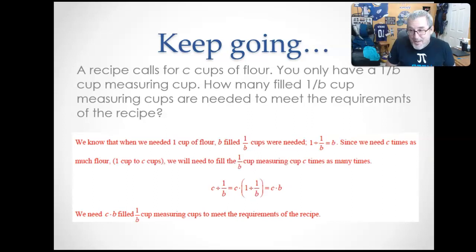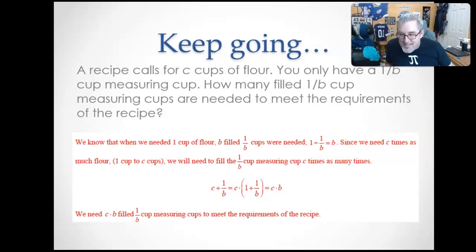So in general, a recipe calls for C cups of flour. You only have 1/B measuring cups. How many filled 1/B measuring cups are needed to meet the requirements? All right, so 1/B, B times gets you to 1. Another B would get you to 2. Another B times gets you to 3. You would have to keep copying that C times.